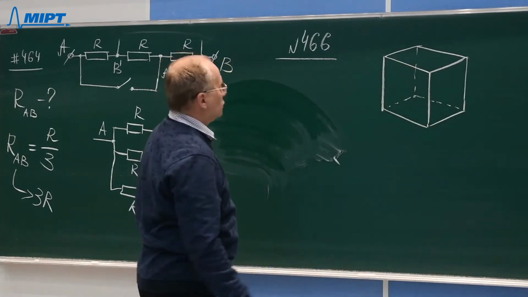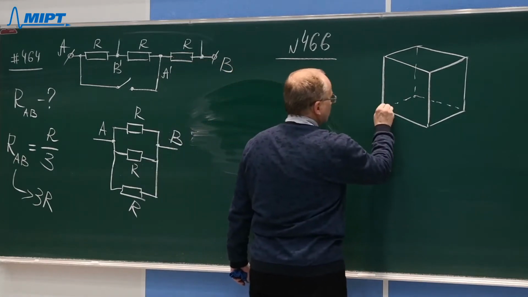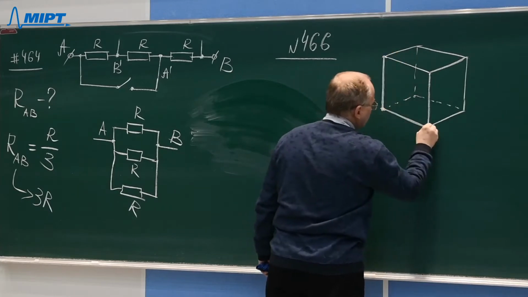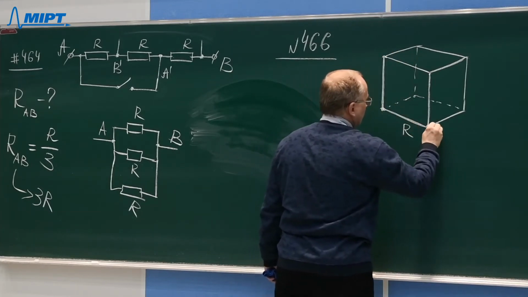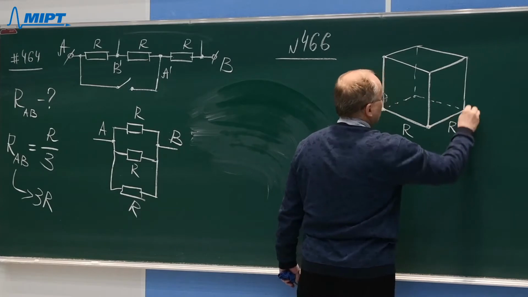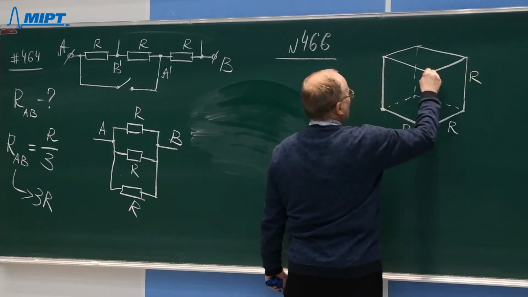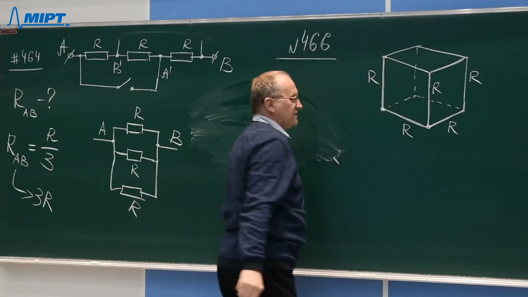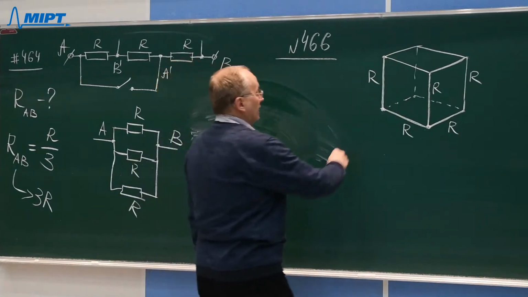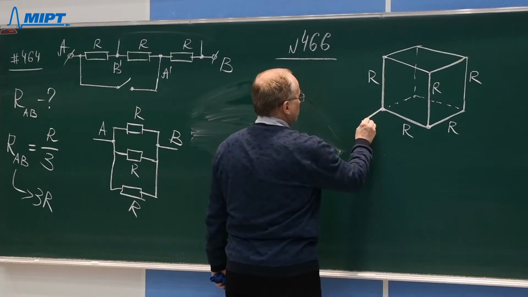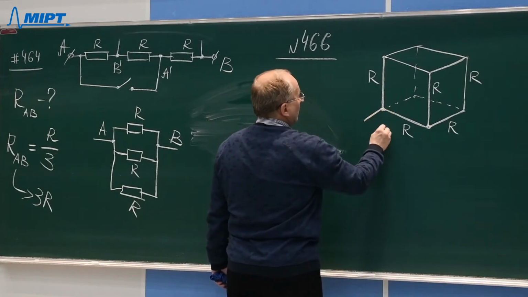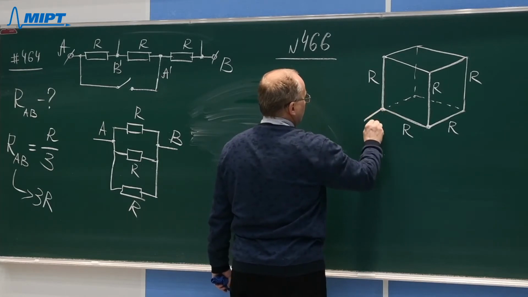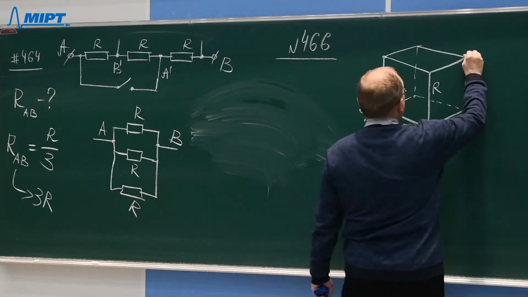We have a cube made of wire. These are all elements of conducting wire, and each element has a resistance R. And this section and this edge of the cube and this edge, all the edges have the same resistance R, because these are identical pieces of wire. And the cube is connected to the external circuit by the contacts in point A and point B.